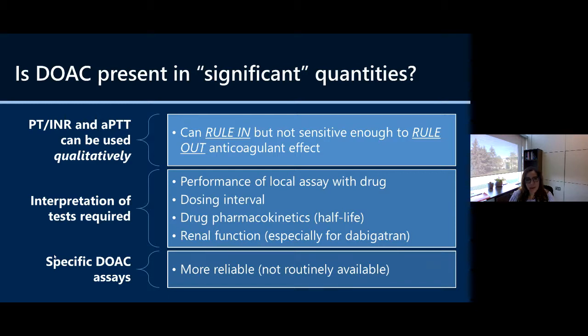So when they took their last dose is super important, and what the dosing interval is. And you have some sense of what the drug pharmacokinetics are, like the half-life, and then what their excretion is. So let's say renal function, especially for dabigatran, if the person's in acute kidney injury, then that will increase the level of drug potentially and or duration of the half-life. So again, the specific DOAC assays are useful, and more reliable, but they're not routinely available.